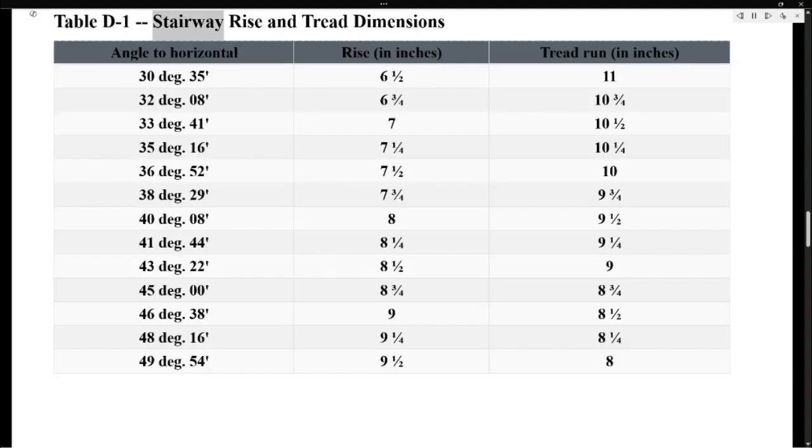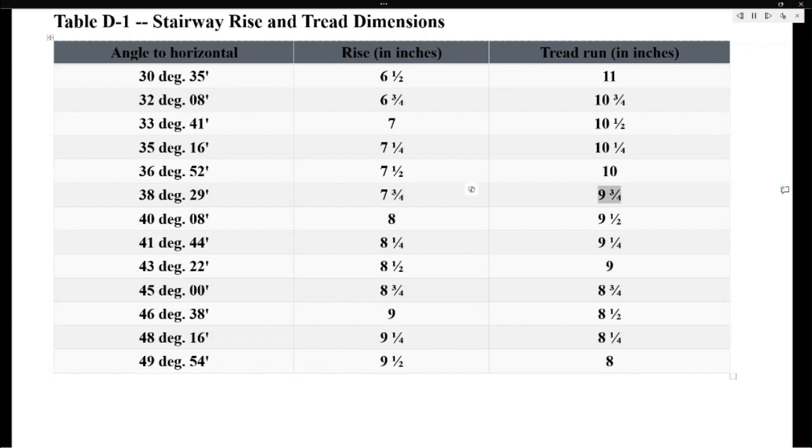Table D-1. Stairway rise and tread dimensions. Angle to horizontal, rise in inches, tread run in inches. 30 degrees, 35 minutes: 6.5, 11. 32 degrees, 08 minutes: 6.75, 10.75. 33 degrees, 41 minutes: 7, 10.5. 35 degrees, 16 minutes: 7.25, 10.25. 36 degrees, 52 minutes: 7.5, 10.